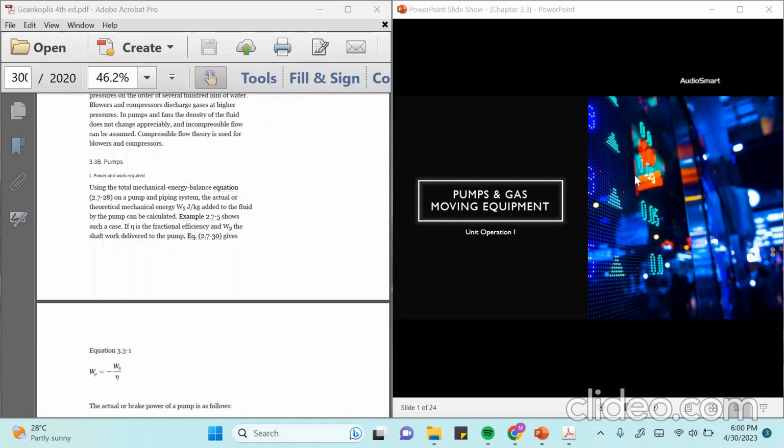So today we're going to discuss the pumps and gas moving equipment subchapter, which is subchapter 3.3. I put the two files. On the left, I opened the fourth edition of Geankoplis. And on the right, I also opened my PowerPoint so you can see one by one, but I hope that you can also open your own book so that you can make a note during the class. Okay, so I'm going to start with the subchapter, pumps and gas moving equipment.